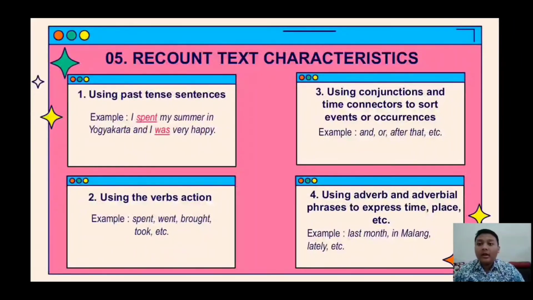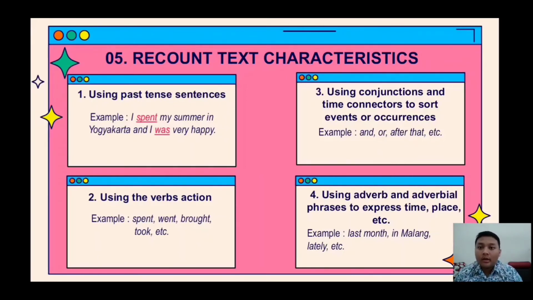Number 5. Recount text characteristics. 1. Using past tense sentences. For example, I spent my summer in Yogyakarta and I was very happy. Number 2. Using verb action. Example, spent, went, brought, took, etc.